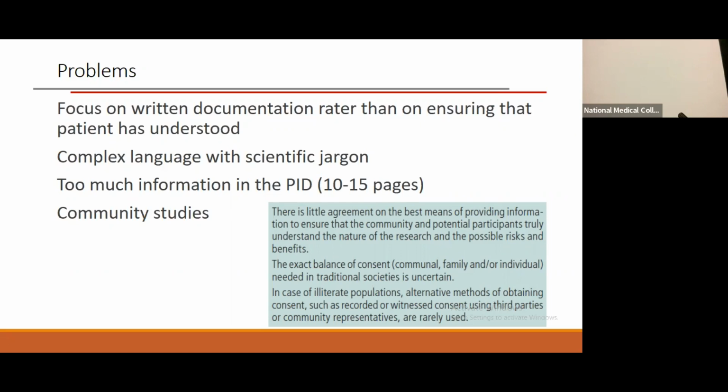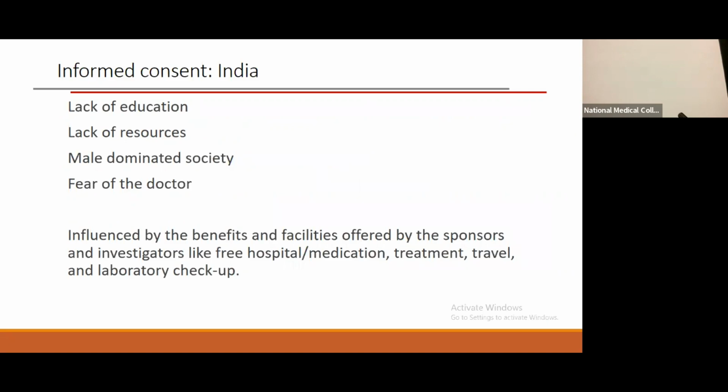And community studies in our country are more difficult. We have some problems which are very specific for India. Lack of education in patients, so they can't read it. Lack of resources. We don't have people who can do one round of explanation. A nurse can do the first round of explanation, then the physician can do the second round. It helps. And if a patient is educated, patient can read first the patient information document, and then doctor can spend some more time on it.